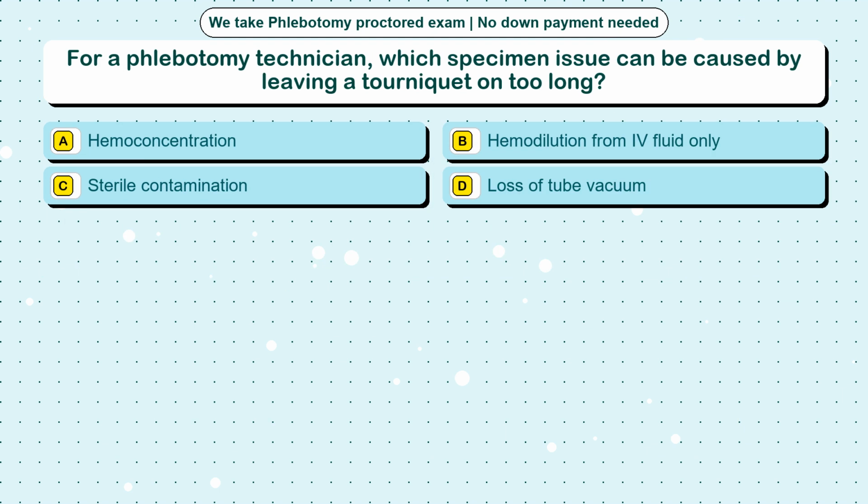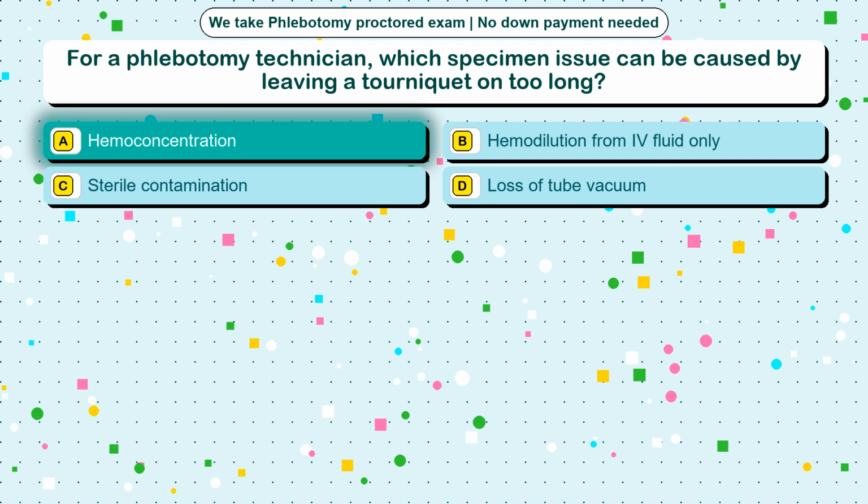Question 85. For a phlebotomy technician, which specimen issue can be caused by leaving a tourniquet on too long? Option A, hemoconcentration. Option B, hemodilution from fluid only. Option C, sterile contamination. Option D, loss of tube vacuum. The correct answer is option A, hemoconcentration.